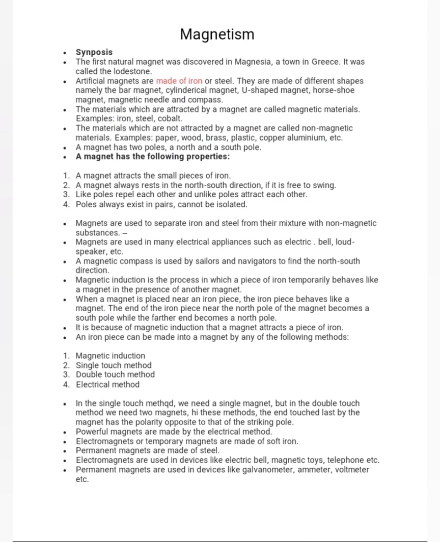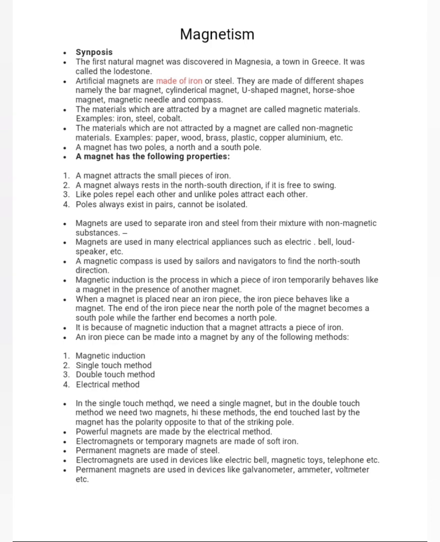A magnet has two poles, a north and a south pole. A magnet has the following properties. Number 1, a magnet attracts small pieces of iron. 2, a magnet always rests in the north-south direction if it is free to swing. 3, like poles repel each other and unlike poles attract each other. 4, poles always exist in pairs and cannot be isolated.